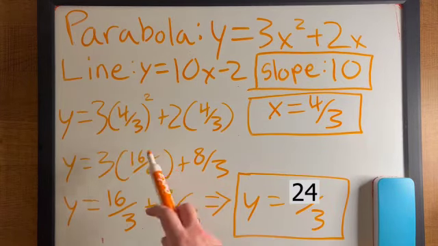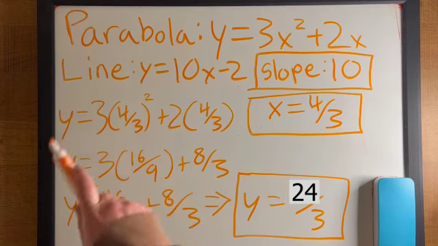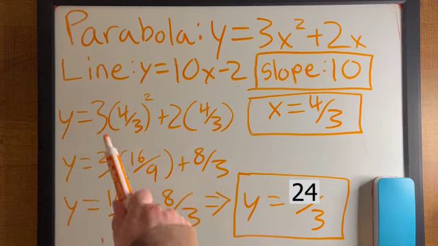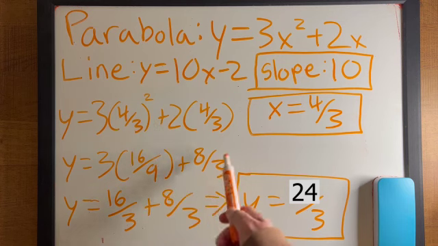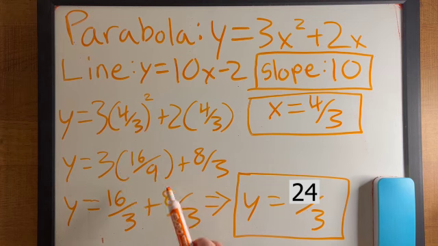To solve it from here, we just plug 4/3 in for both of those x values, and then we just do the algebra from here. 3 times 4/3 squared plus 2 times 4/3. That'll leave us with 3 times 16 over 9 plus 8 over 3.